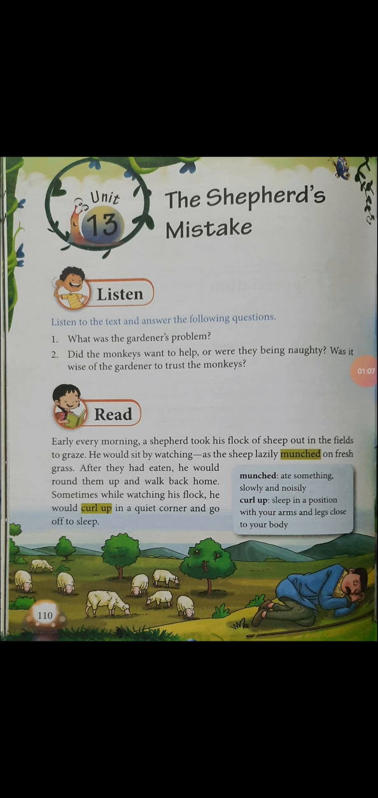So, there was a person, a shepherd. He used to take his sheep. Flock of sheep means many sheep, a group of sheep. He used to take his sheep to the field in order to roam. And the sheep sometimes lazily munched, which means to eat something slowly and noisily. The sheep eat fresh grass, and they were roaming here and there, and the shepherd used to curl up in a quiet corner and sleep. Curl up means, see the picture of a person who is lying. This is called curl up. So this shepherd used to curl up in a quiet place where there was no noise, and he used to sleep over there.